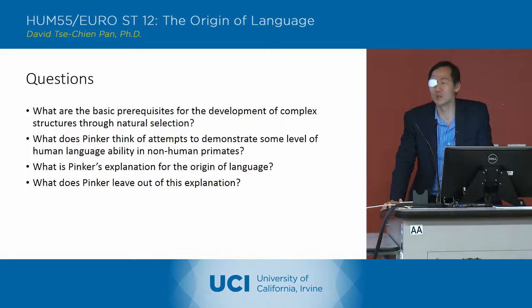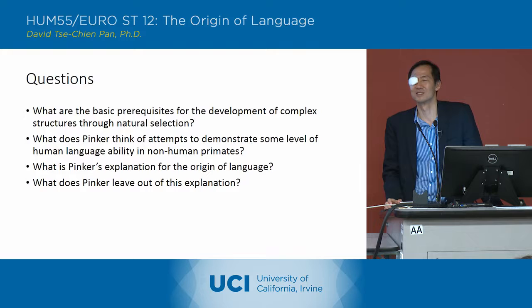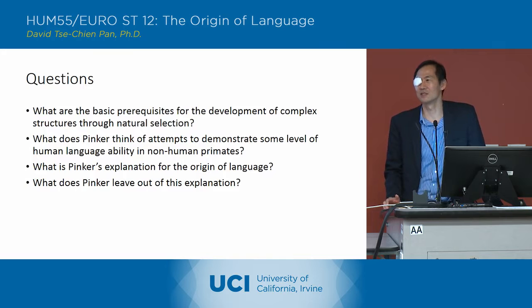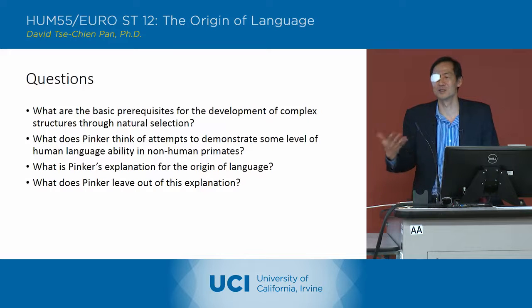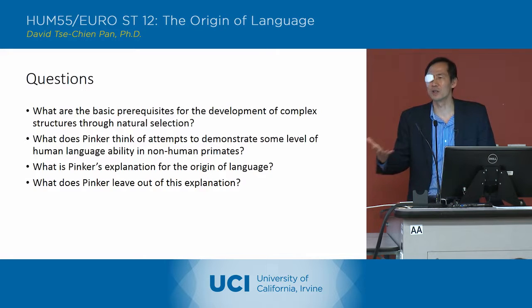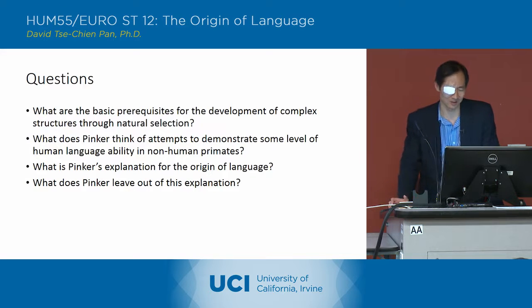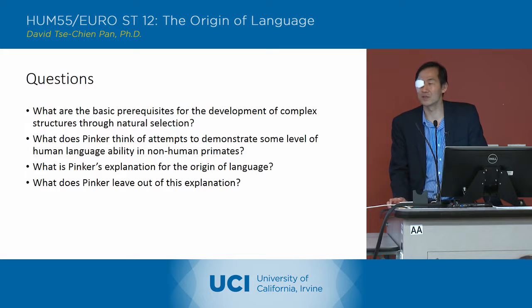What is Pinker's explanation for the origin of language? Somebody, an answer to the question of our class? Based on natural selection, right? He's saying that some kind of brain circuits in this early primate were reprogrammed from their previous uses to use for language, right? And actually specific circuits in a sense. He calls them circuits. And what does Pinker leave out of this explanation?